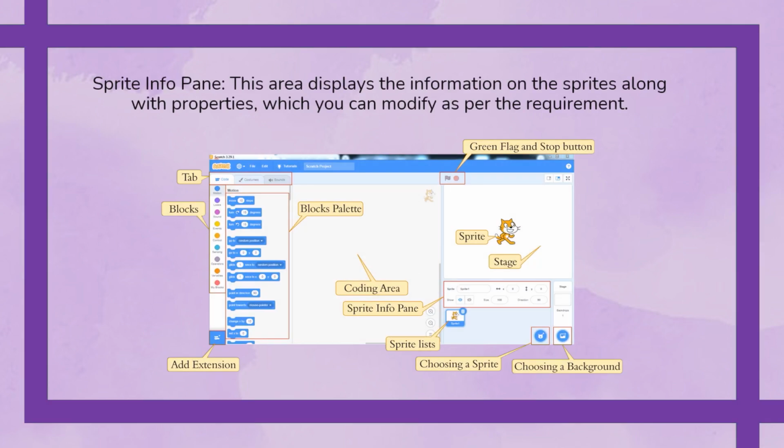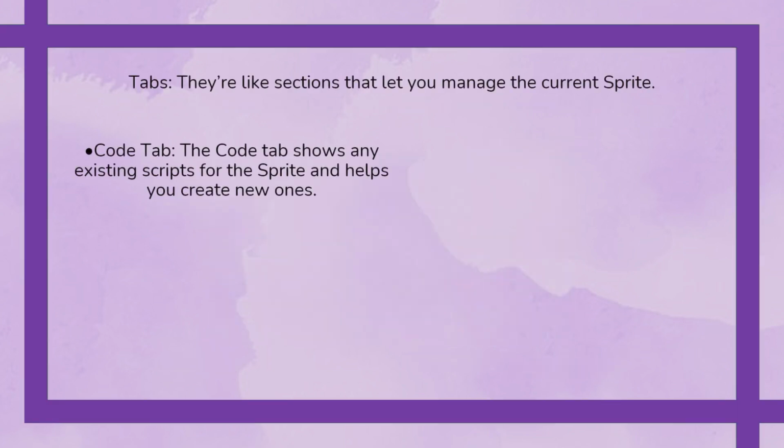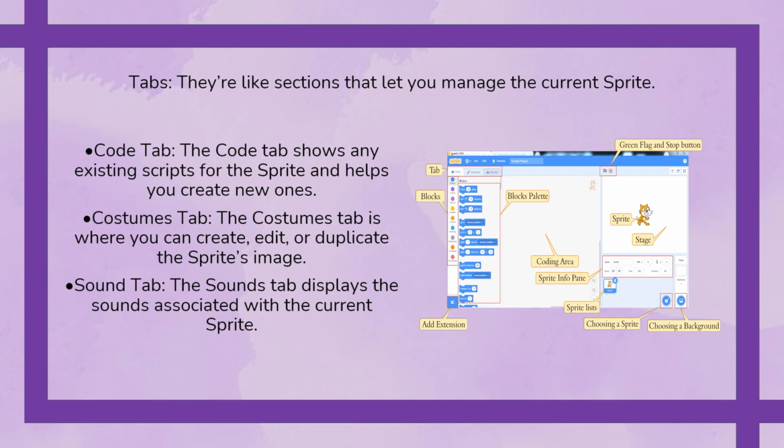Sprite info pane. This area displays the information on the sprites along with properties, which you can modify as per the requirement. Tabs. They're like sections that let you manage the current sprite. Code tab. The Code tab shows any existing scripts for the sprite and helps you create new ones. Costumes tab. The Costumes tab is where you can create, edit, or duplicate the sprite's image. Sound tab. The Sounds tab displays the sounds associated with the current sprite.